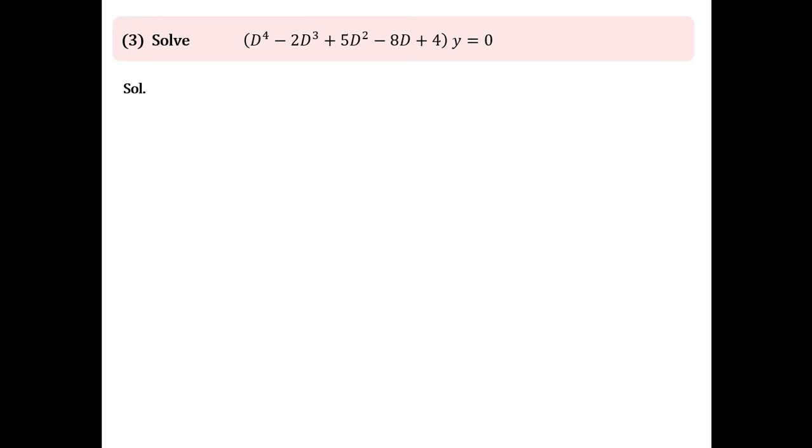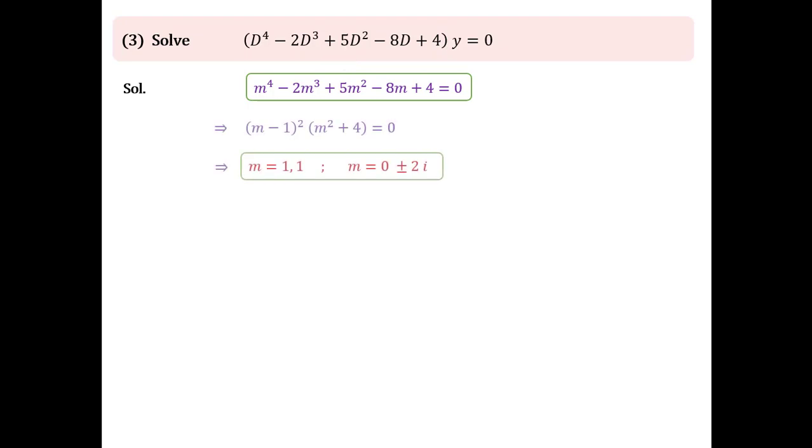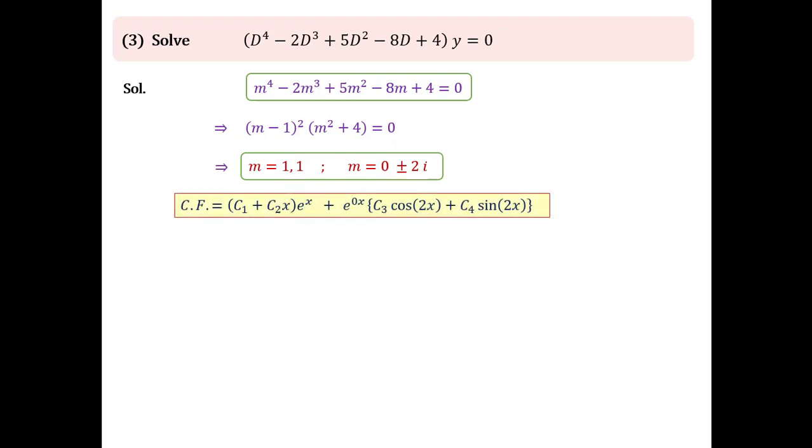Third question. The auxiliary equation of given differential equation is as follows, which is a fourth degree polynomial. So it has 4 roots, and roots are 1, 1 and 0 plus minus 2i. Here we get 2 repeated real roots and 2 distinct complex roots. So complementary function is as follows. Here the first part of complementary function is for repeated real roots and the second part is for complex roots. Therefore, the general solution of given differential equation is as follows.